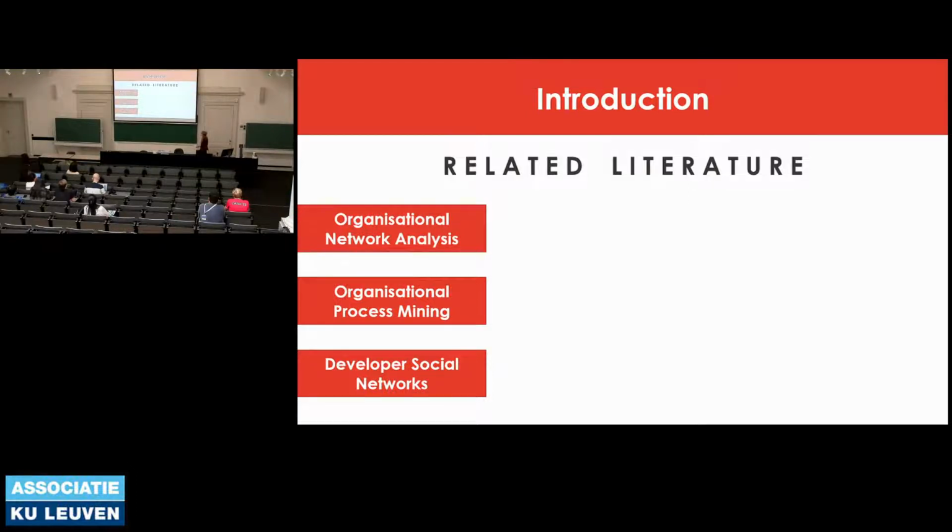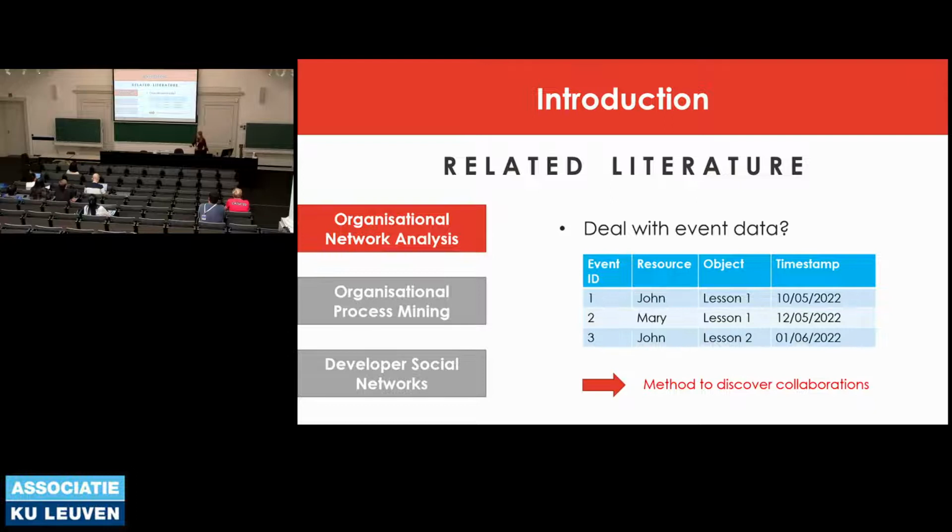So first we have organizational network analysis. The question is, can it deal with this kind of event data? The existing techniques expect to get the collaboration relationships directly in the data. Well, this is not the case here. We don't have really data about collaborations. We only have data of who worked on what at which time. So we need some kind of method to discover these relations between these people. So that's a first mismatch.